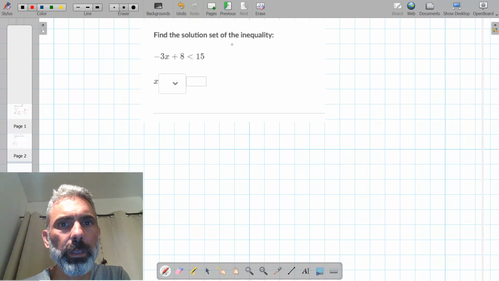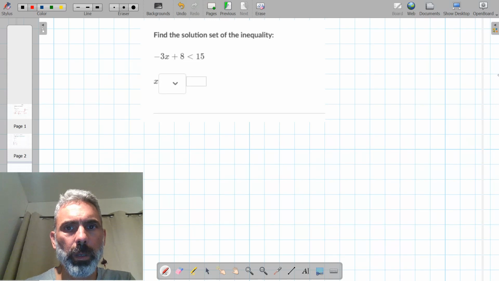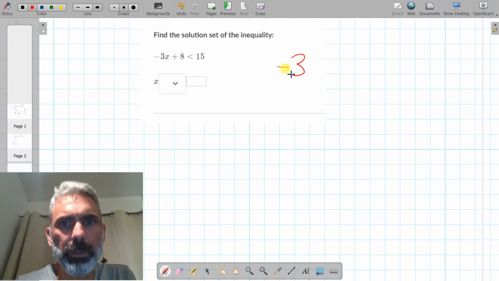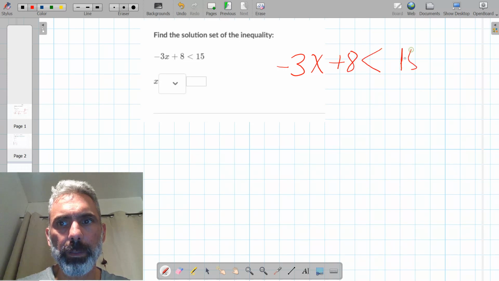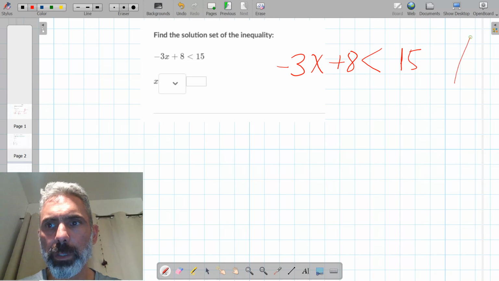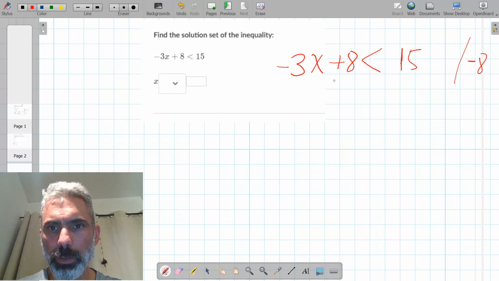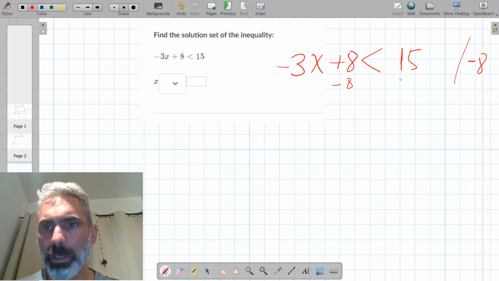Find the solution set of the inequality. Okay, so the inequality says minus 3x plus 8 has to be less than 15. So the first thing is to get rid of the 8 on the left hand side and on the right hand side. I want to be left with just minus 3x on the left hand side, so I am subtracting 8 from the left hand side. I have to subtract 8 from the right hand side as well.